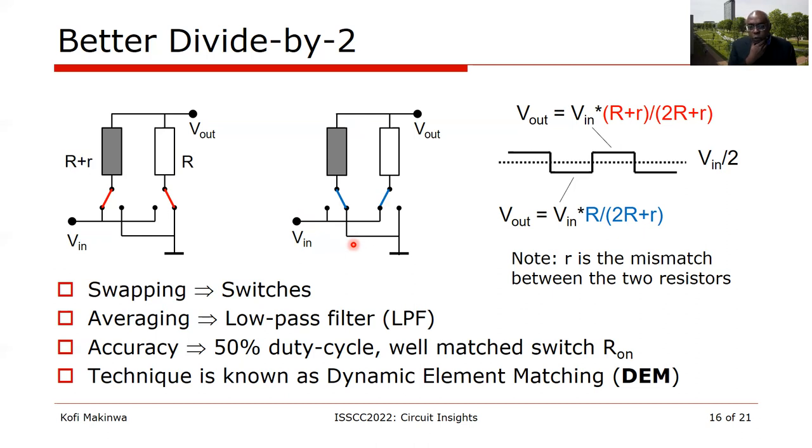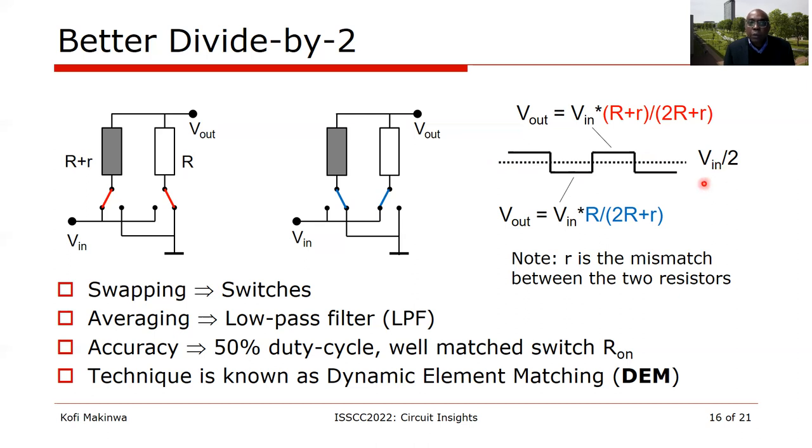But what does the output of this circuit look like? Well, if I look at the output of this circuit, I will see a signal that looks like this. In one phase, the output voltage is a tad too high. In another phase, it's a tad too low. And the average of these two voltages is exactly V in over two.